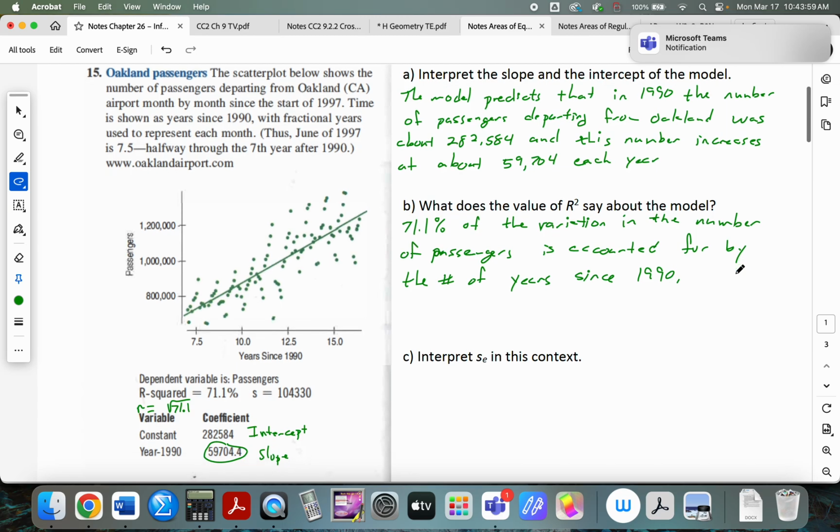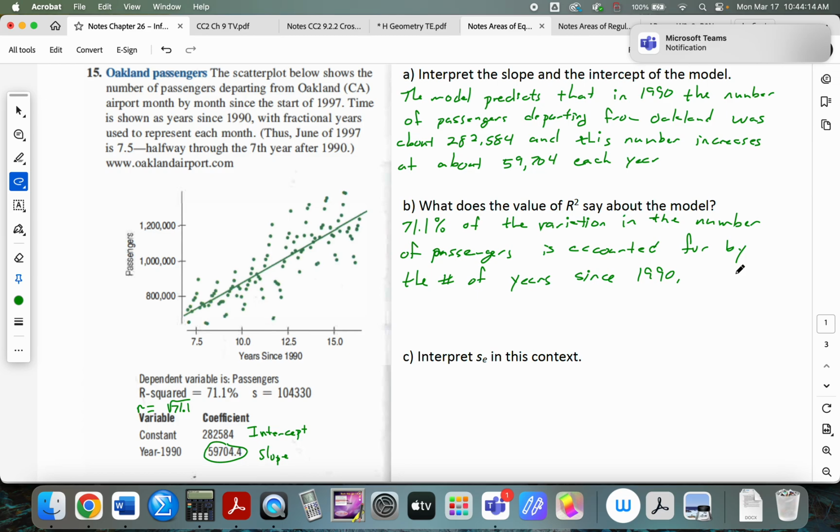And how do we know which one comes first? The output, passengers, so that comes first. Okay. Oh, and it tells you right there, dependent variable passengers.